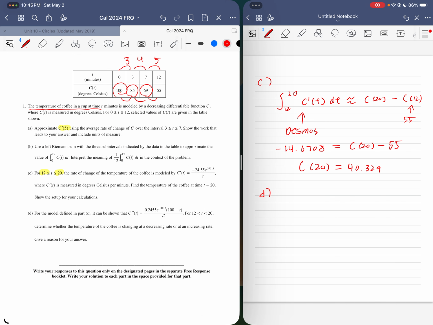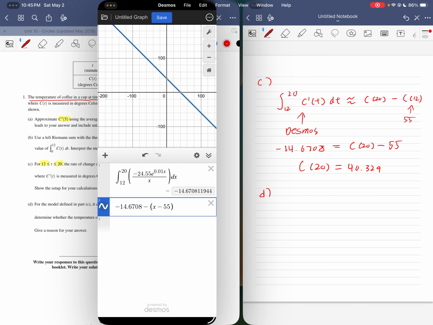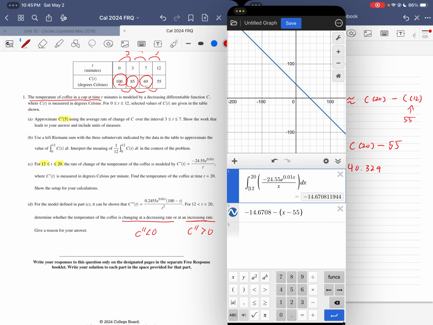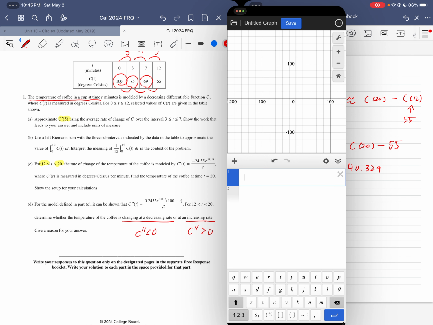Do you see? It did not say increasing or decreasing. It says changing at a decreasing rate or increasing rate. So basically, you're trying to find if this is less than 0, it's a decreasing rate; increasing rate means if C double prime is greater than 0. So let's see which one this is. Even if they did not give us this, we could have done it, but because they gave it to us, it's not a big deal.